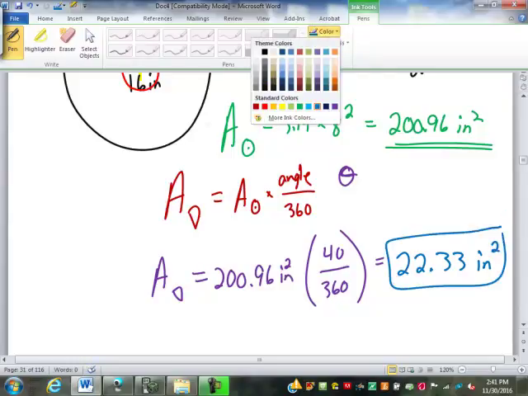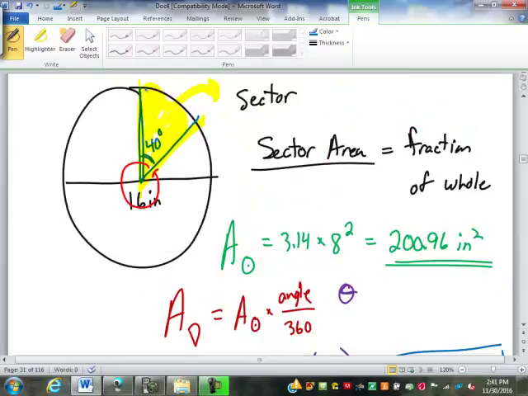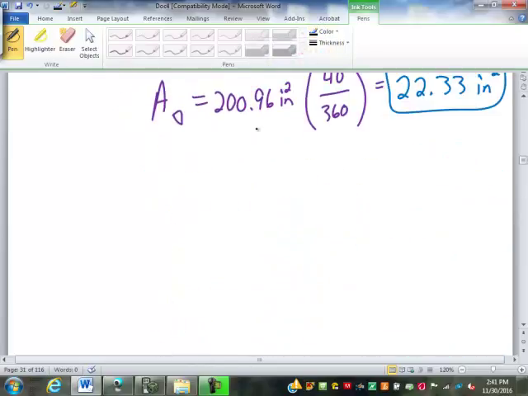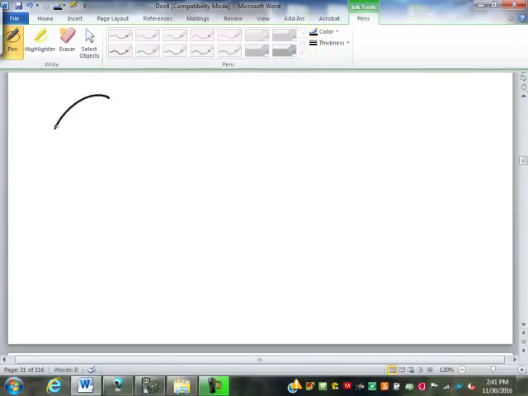So that sector, this little piece of that circle, has an area of 22.33 square inches. I'll have you guys try one real quick.